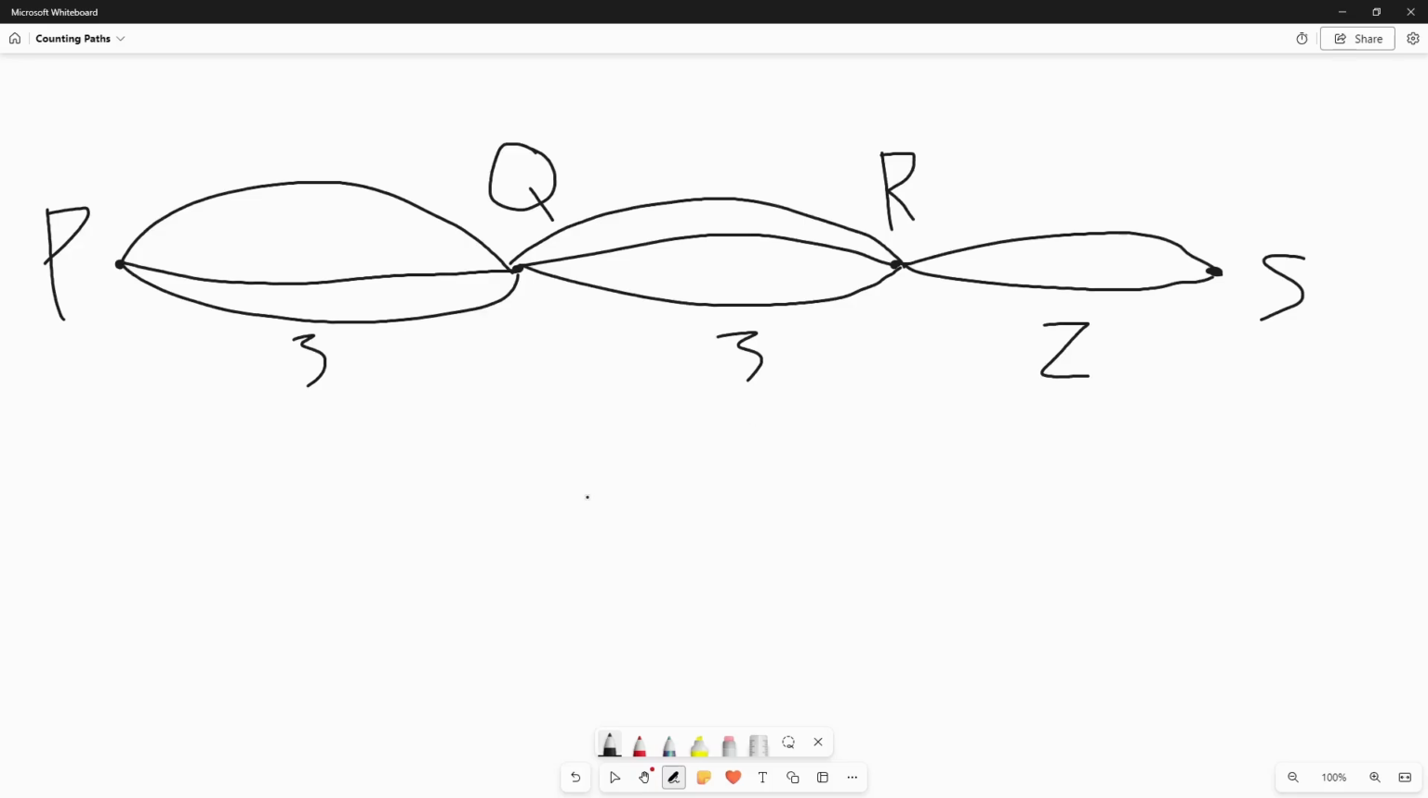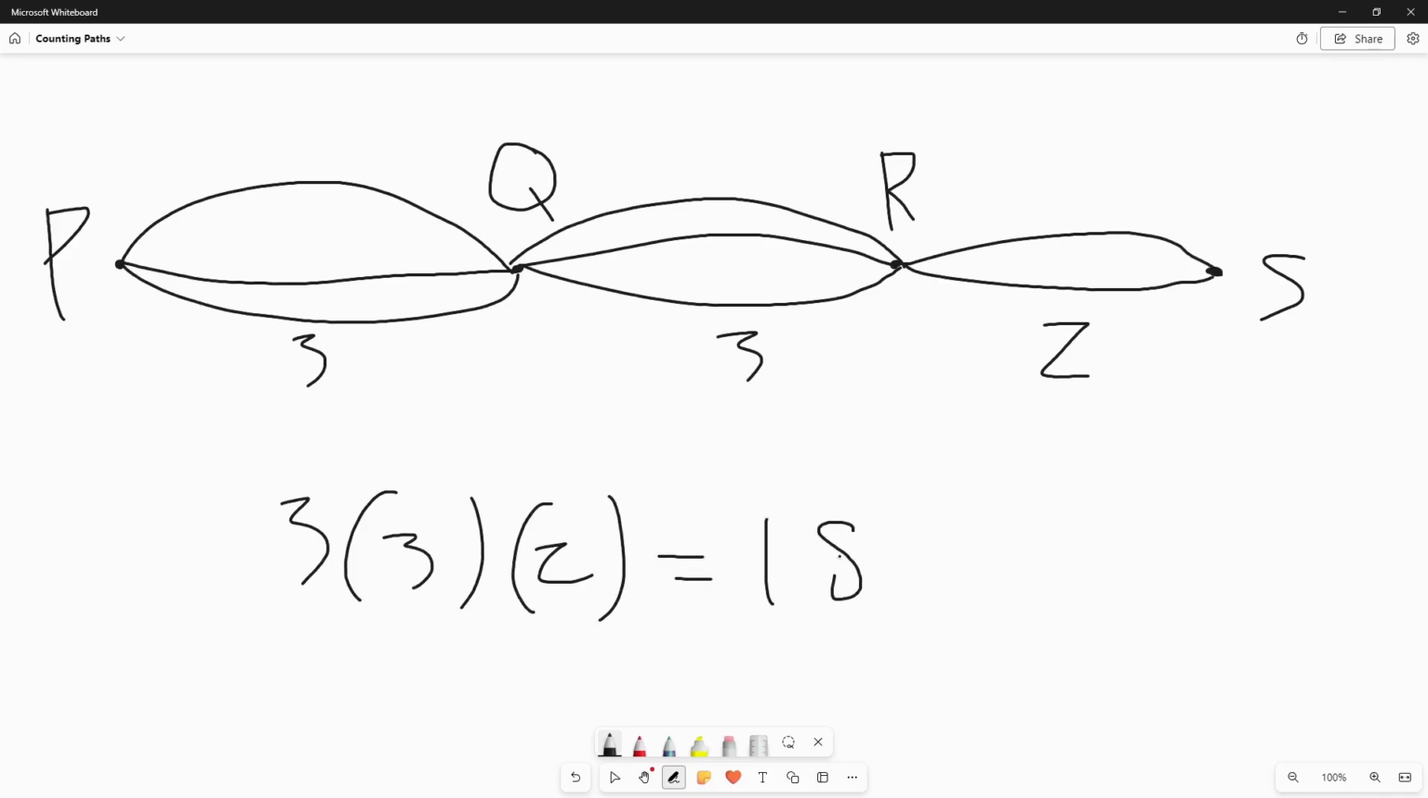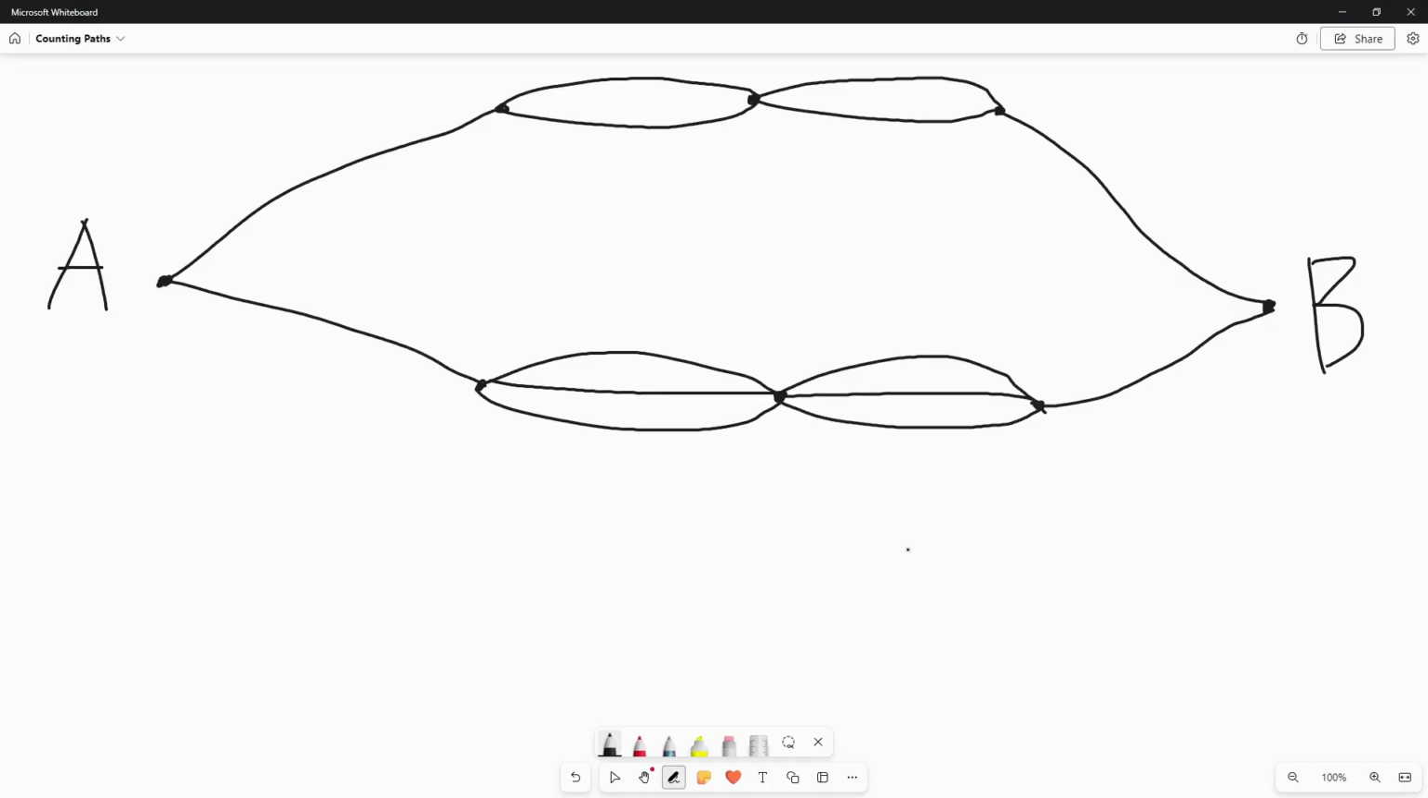And this is pretty simple. We just need to multiply all of them together. So 3 times 3 times 2, which is equal to 18 paths. And 18 is the number of paths we can take from P to S. Now let's do another example.